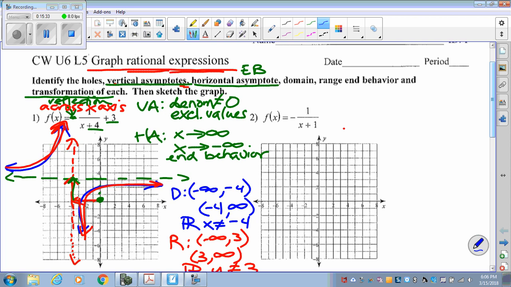So very good. We have domain and range. The end behavior is taken care of with our horizontal asymptote. The end behavior is y approaches 3. That's our horizontal asymptote.